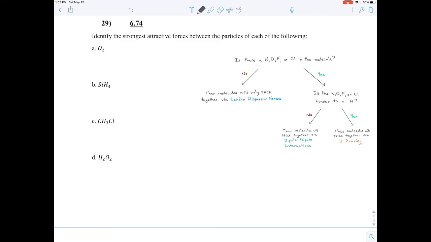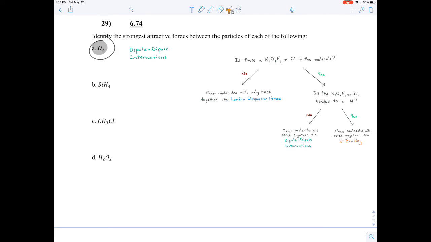So first, we're making an assumption that the dipoles don't cancel out. Is there a nitrogen, oxygen, or fluorine or chlorine in this molecule? There is. So yes, we'll go to the next question. Is it bonded to a hydrogen? It's not. So using this flowchart, we would predict that these molecules would stick together through dipole-dipole interactions. So if this were a test question, that would be what the answer would be on my exam.